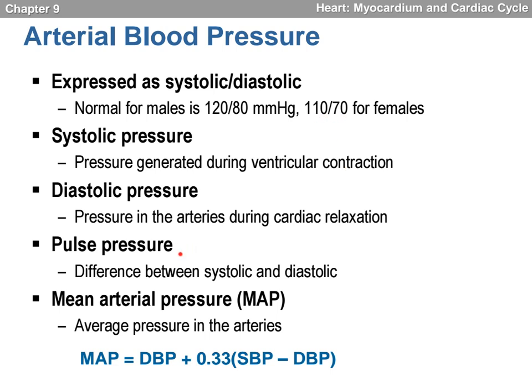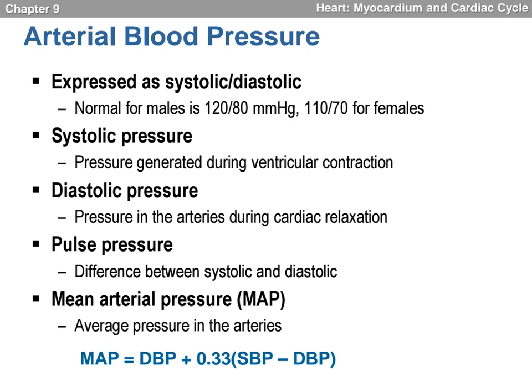Another valuable measurement that can be made is the pulse pressure. That's the difference between systolic and diastolic pressure. So you simply take the systolic pressure and subtract the diastolic pressure. One of the most important parameters you can measure is the mean arterial pressure, or MAP. This is the average pressure in the arteries.